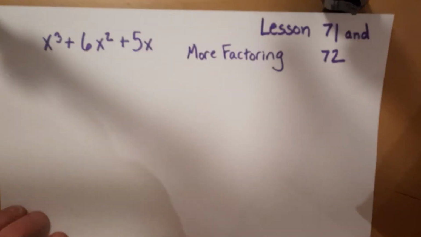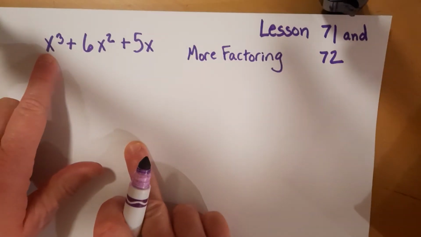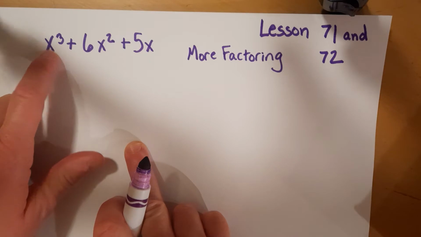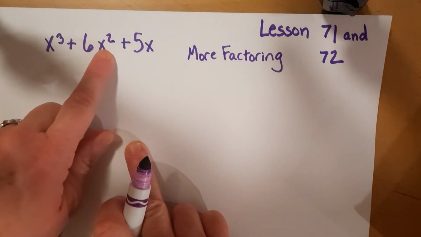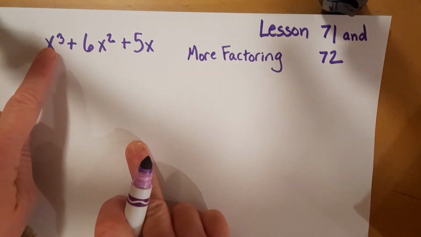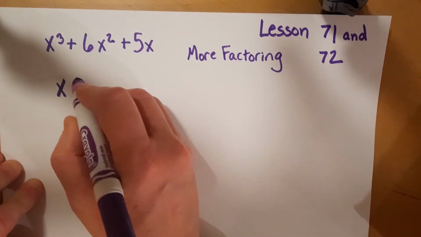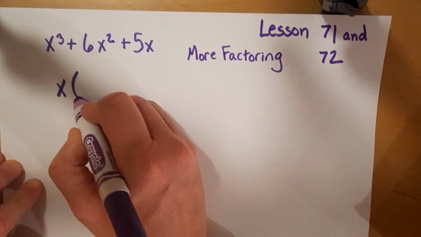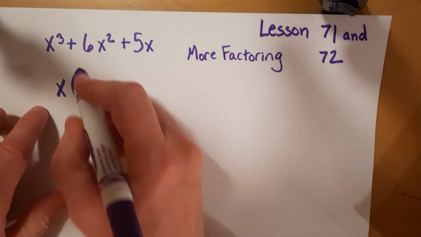So before we can do our parentheses when we factor this trinomial, we have to first factor out an x. This x cubed has an extra x in it. This x squared has an x, and this one has an x. So we're going to factor out the x in each of these three terms. First we do that. It's like the opposite of the distributive property. If we divide an x out of x cubed, we are left with x squared.